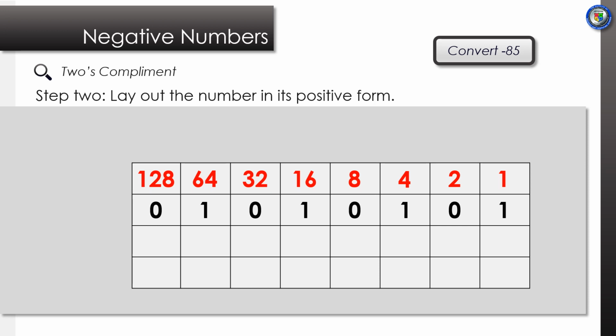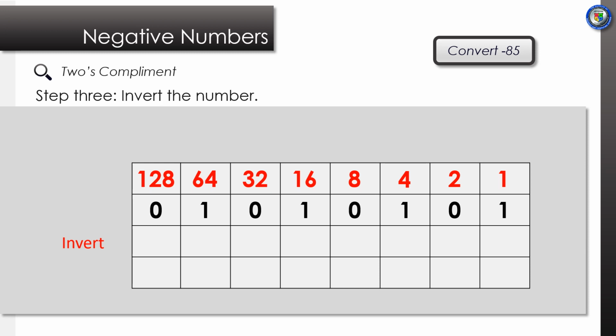In step 2, we will lay out negative 85 in its positive form, therefore 85. We will do this using 0, 1, 0, 1, 0, 1, 0, 1. 64 plus 16 plus 4 plus 1 will give us 85.